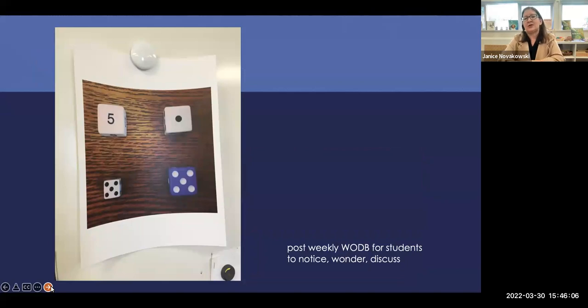This was something a kindergarten and grade 1 teacher did: she printed out a WODB and put it on the board on Monday. And then on Friday, they did it together as a class, but it gave the students lots of time to notice, to talk to each other, to listen in on others' conversations, and build some questions and wonder and curiosity about the which one doesn't belong before they did the whole class discussion later in the week.